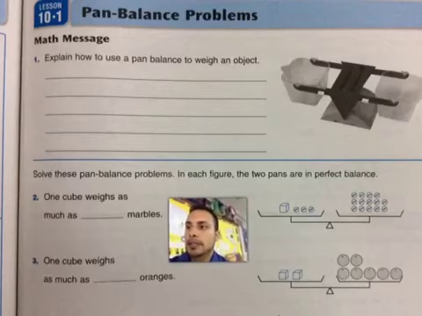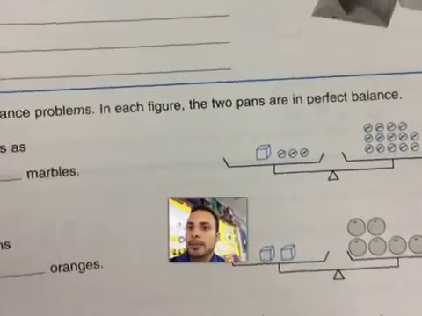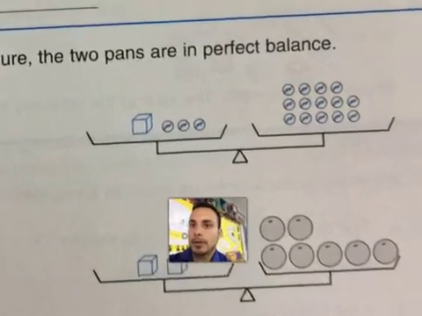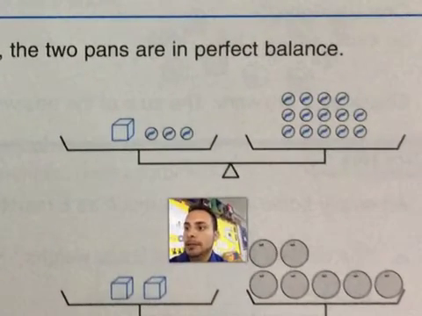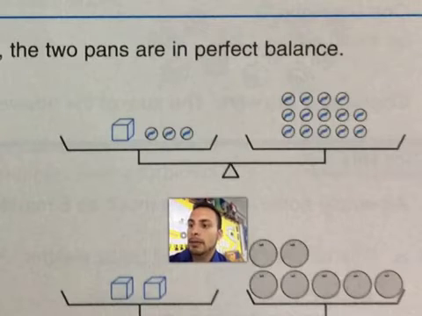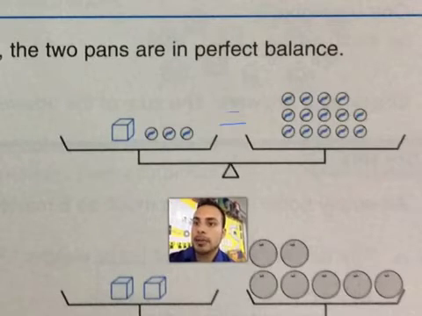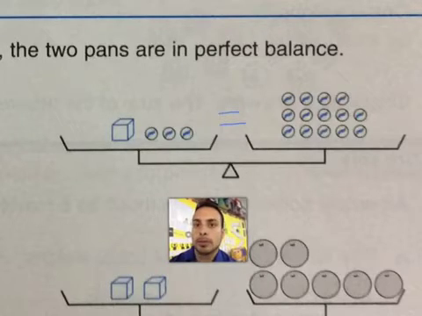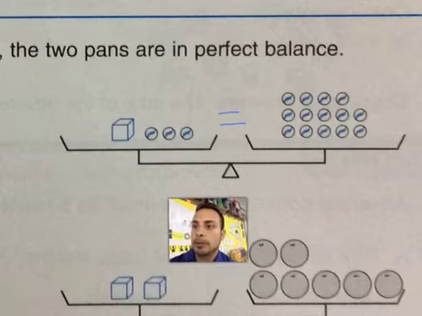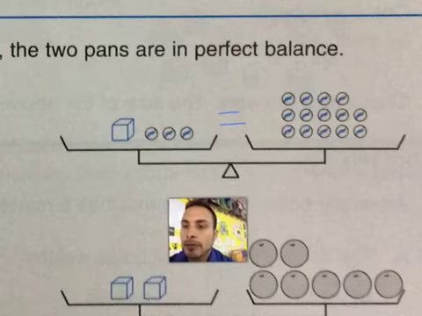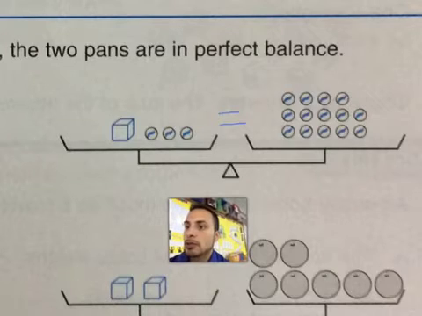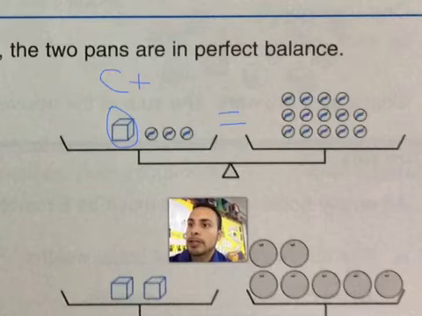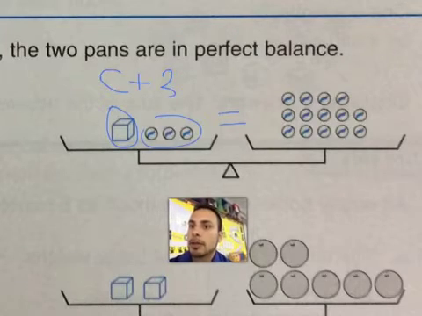For example, let's take a look at this example that we have here. Here we're saying that 1 cube and 3 marbles is equal to, that looks like it's 14 marbles. 4 times 3 plus 2, yeah, 14 marbles. Now, what we want to identify is how much is this cube worth? Well, we can say cube plus 3, right here, is equal to 14.